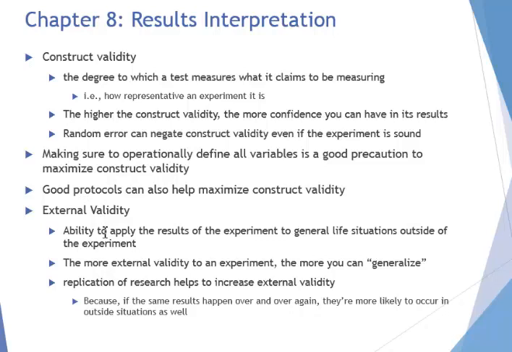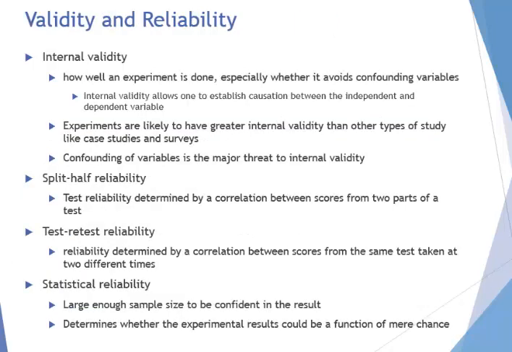Then you have external validity, which is the ability to apply it to general life situations. And again, the more external validity, the more you can generalize. And as we discussed before, replication of research helps to increase external validity, because if you do it many, many times with people or with whatever you're testing on, it's more likely to occur in outside situations as well.